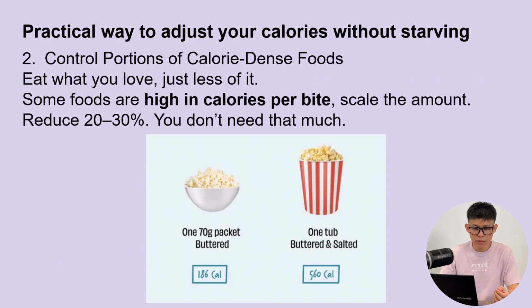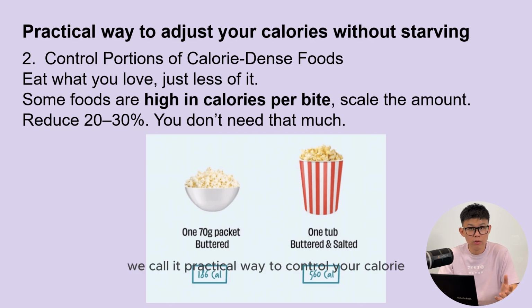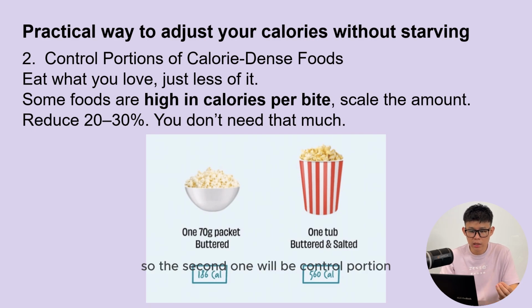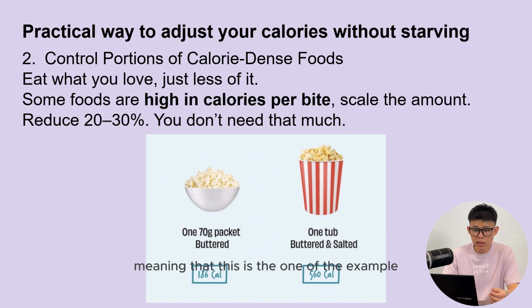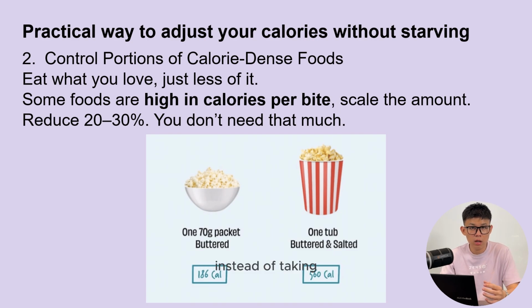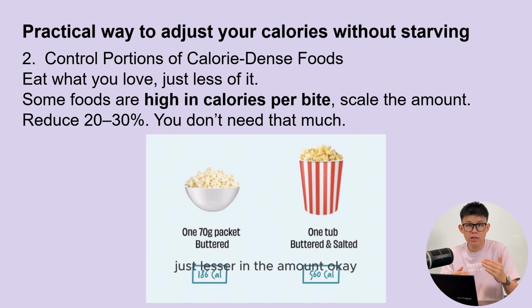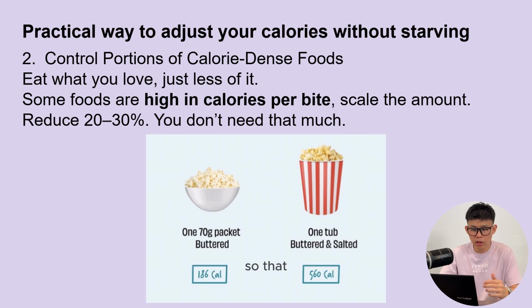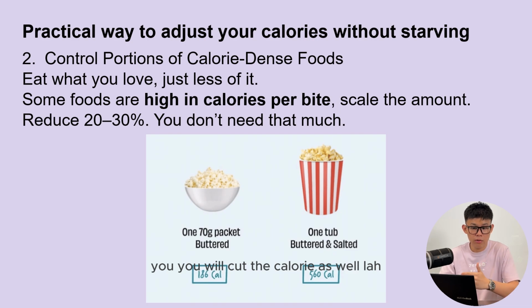So this is the second tip. We call it a practical way to control your calorie without starving. The second one will be control portion of calorie dense food. This is one of the examples. For popcorn, instead of taking 1 tub, maybe you just take 70 grams or 100 grams of packet as well. Meaning that you still eat popcorn, just lesser in the amount, so that you will cut the calorie as well lah.